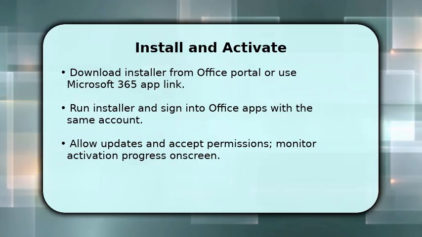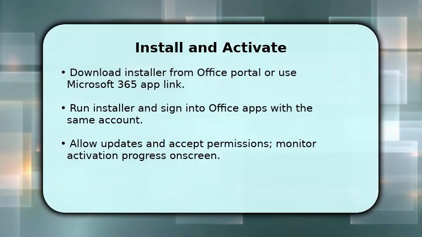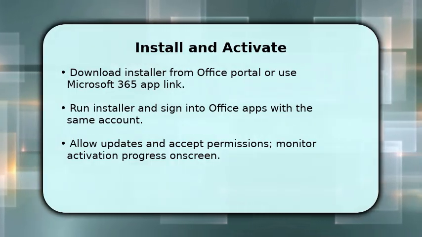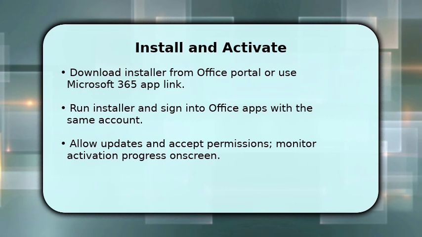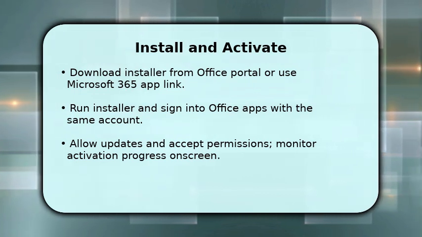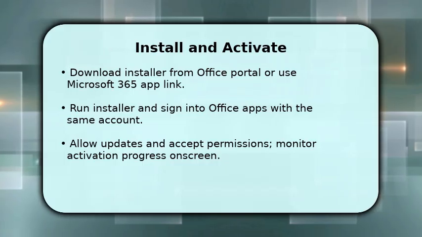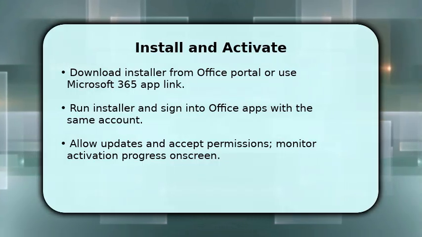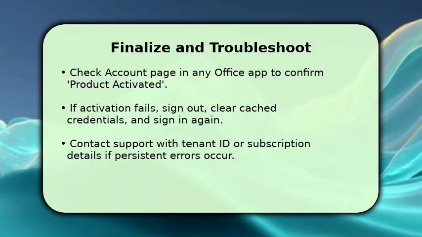If you're activating on multiple machines, repeat these steps and use the same account. This maintains license allocation and auto-updates across devices. Finish by opening an Office app and going to File, Account to verify the product is activated and the account email is correct.